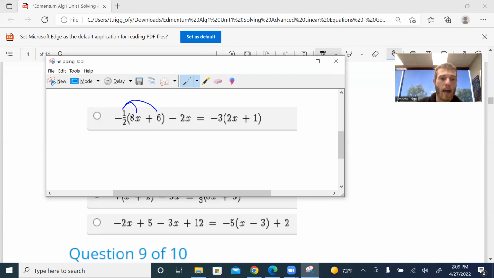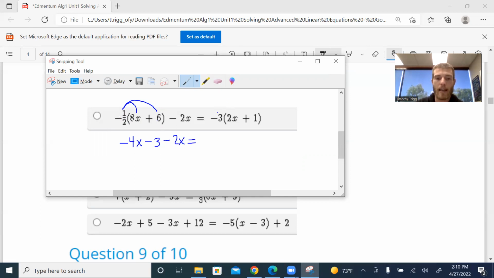So -1/2 times 8x. So you multiply the 8 times 1, then divide by 2. So 8 times 1 is 8, divided by 2 is 4. So that's -4x. It's negative because of this negative here. So you notice you already don't have a fraction for that first term. We also do -1/2 times 6. So 6 times 1 is 6, divided by 2 is 3, and it's negative because a negative times a positive is negative. So -3. Notice that our fractions already kind of took care of themselves in this case.